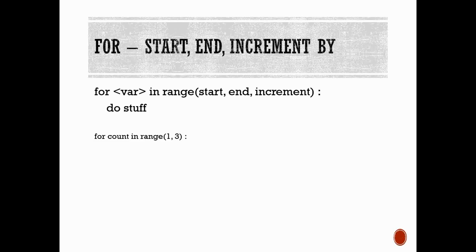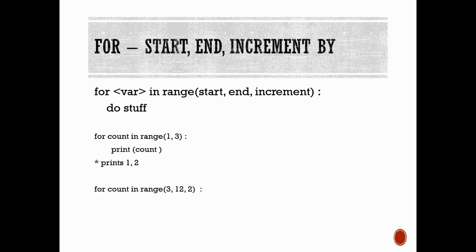For count in range 1 to 3, we already know that if I just put one value inside the parentheses, it automatically stands for the ending point. If I put 2 values in there, the first value is the starting point, and the second value is the ending point. So if I print my count variable, this would print 1 and 2. If you remember, the ending point is exclusive, which means it does not include that last ending point.